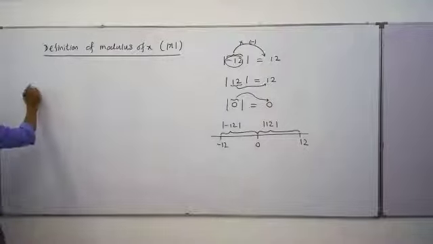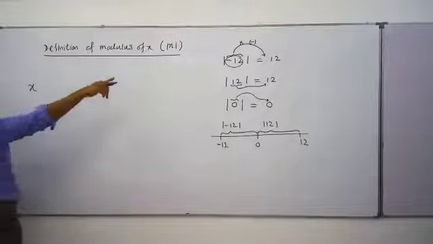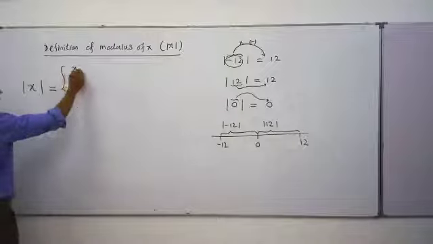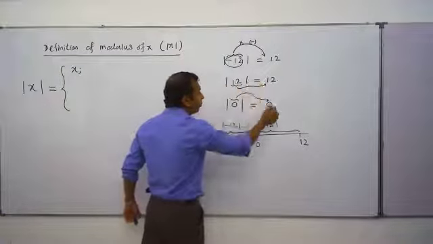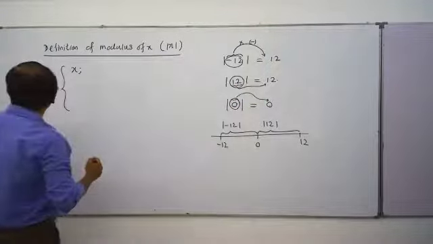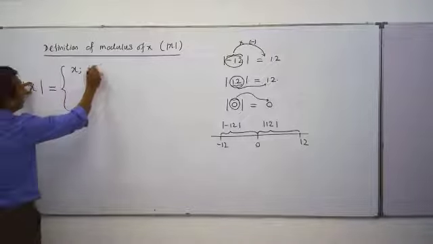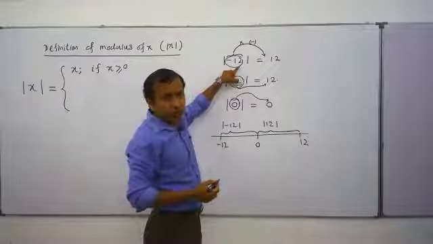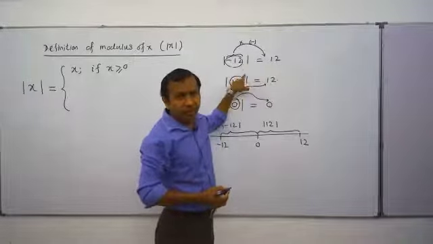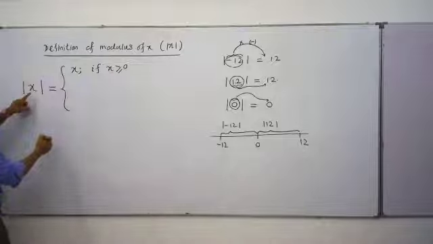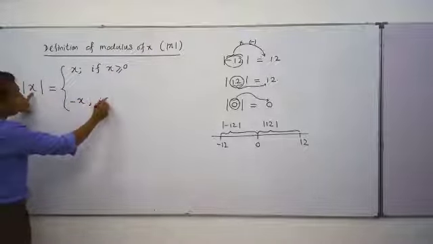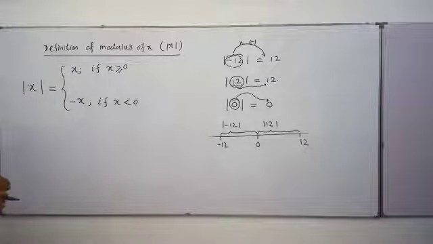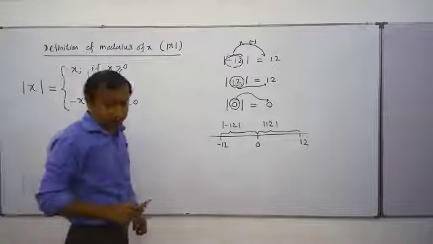So if we consider x as our real number, like that 12, minus 12 or 0, then modulus of x is defined to be the same x when this value is positive or 0. Modulus of x is equal to the same x if x is greater than or equal to 0. And if the number is negative, its modulus can be obtained by multiplying the same number by another minus sign. So modulus of x will be equal to negative x if x is less than 0. This is how we define the modulus of x. Write down the definition.